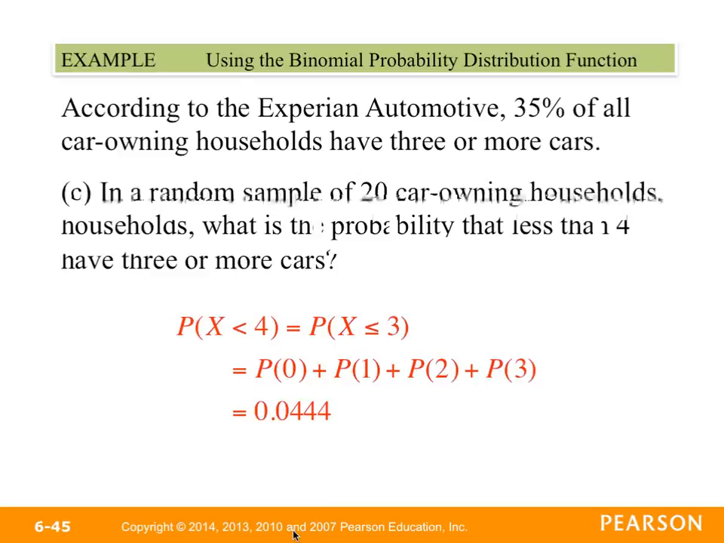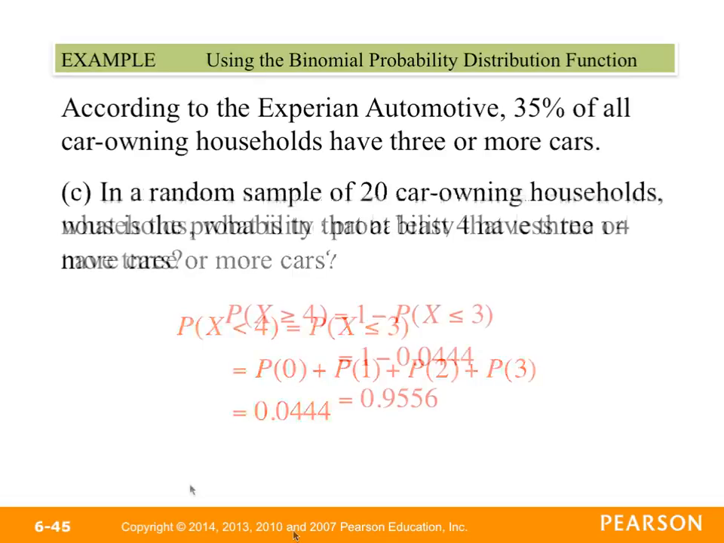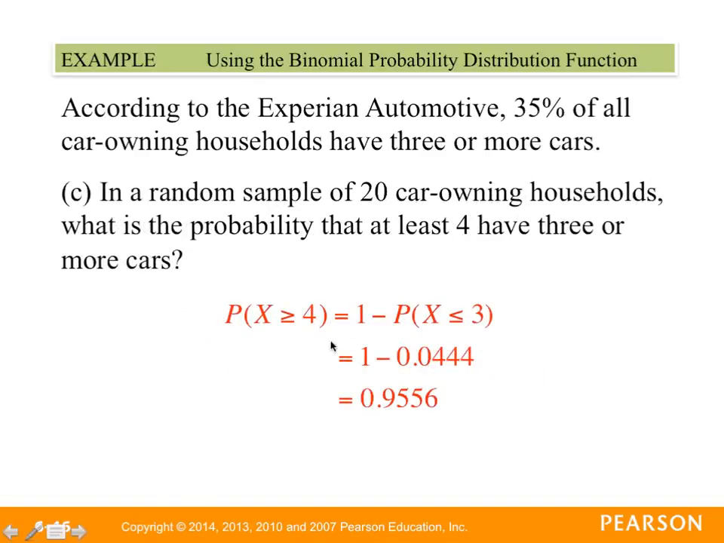Unfortunately, we do not have a nice table for when we have greater than. So what we need to do is change it to a less than or equal to problem. Sometimes the easiest way to do this is to draw yourself a number line, okay? On your number line, you would have values of 0 to 20. So those would be all of your x possibilities. What we want is the probability that x is greater than or equal to 4.